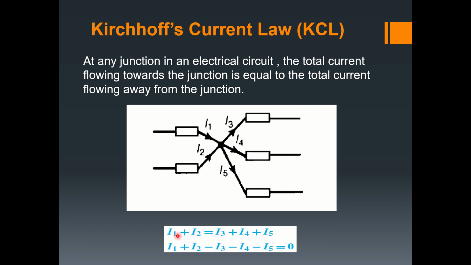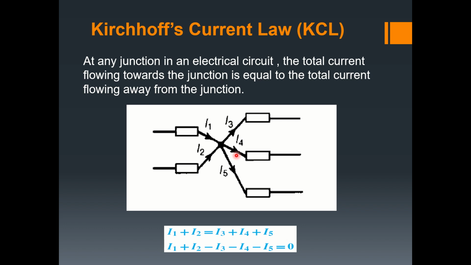You can see here that we've said that I1 plus I2 is equal to I3 plus I4 plus I5. If we transpose, we now get that I1 plus I2 minus I3 minus I4 minus I5 must be equal to 0. So this is the first law of Kirchhoff. It's a very basic law. All current flowing towards the node or junction must be equal to the current flowing away from the junction.